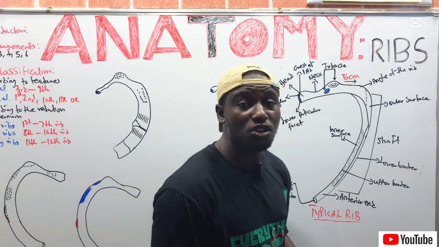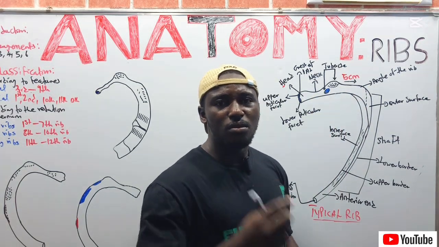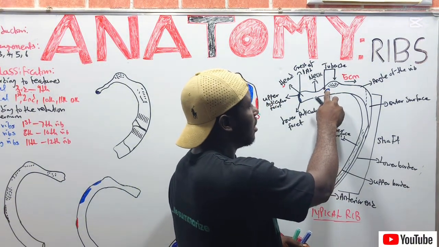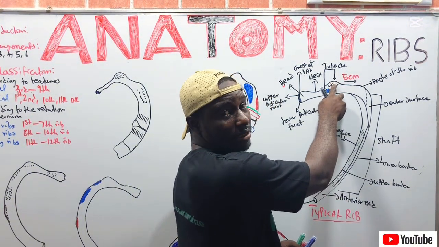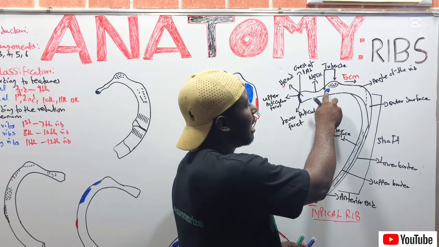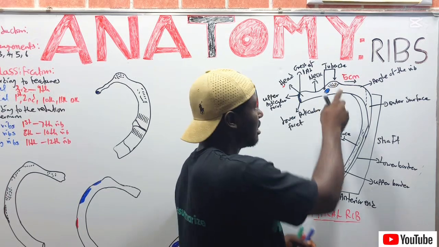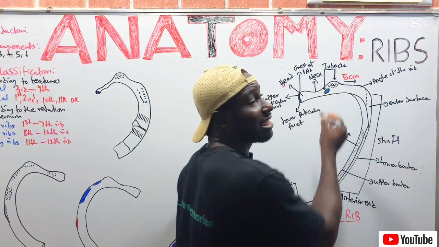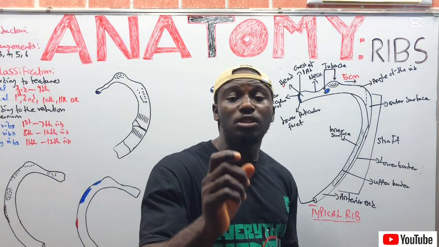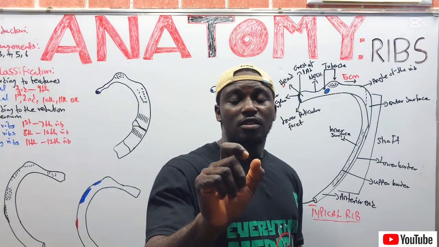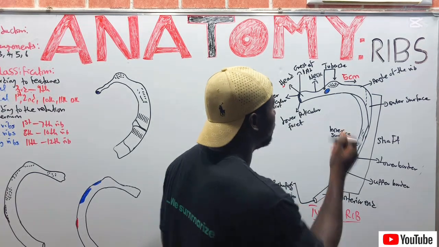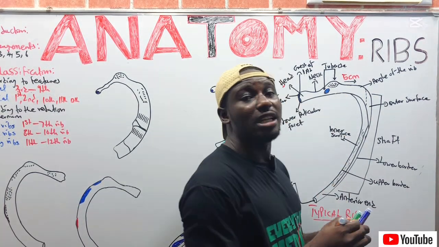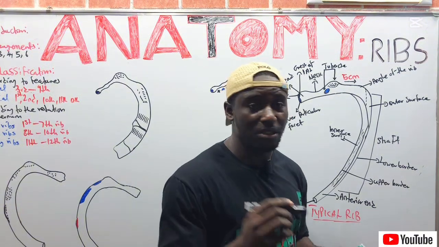And it constitutes two parts: the medial articular part and the lateral non-articular part. Now, the medial articular part forms an oval facet. Look at it here. It forms an oval facet which articulates with the transverse process of the corresponding vertebra.